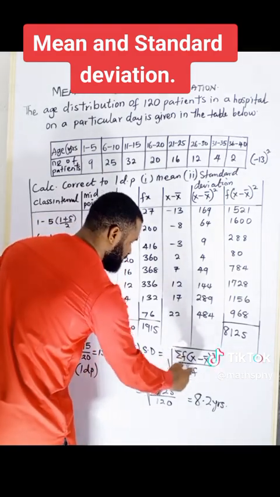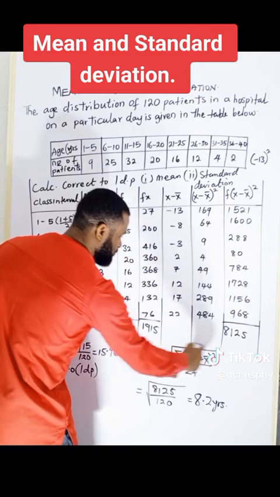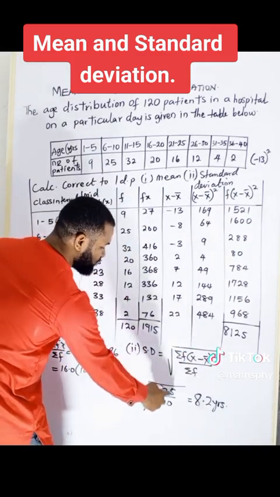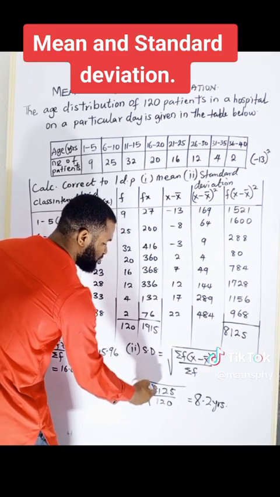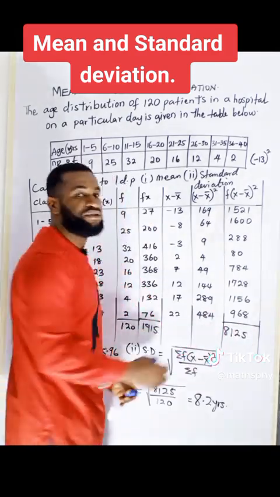So you have the square root of everything there, which is 8125 over 120. Then this divided by this, and the square root of whatever you have is going to give you 8.2.